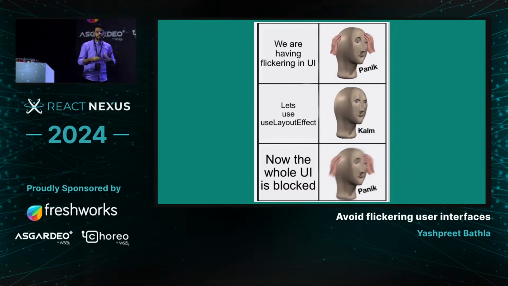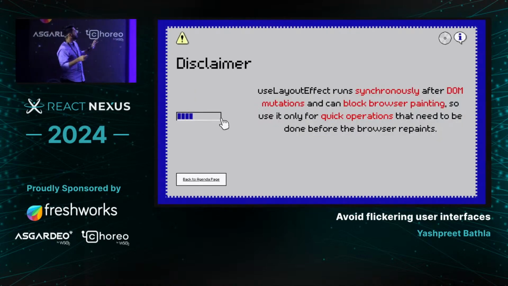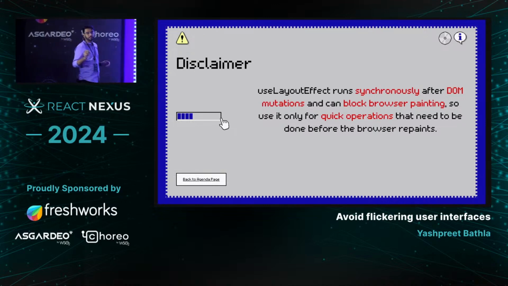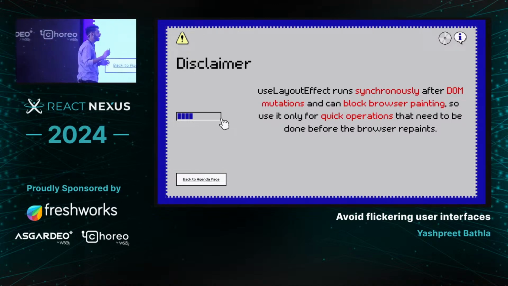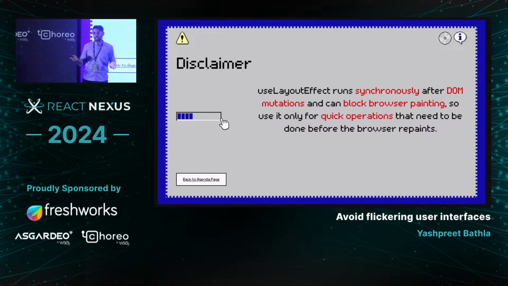So if you have a very big operation in the useLayoutEffect, it will block the whole UI, and we don't want that. So it's a very big disclaimer. Whenever you use a useLayoutEffect, remember it runs synchronously after DOM mutations and can block the browser painting. The browser will not paint, it will be a blank screen. So use it only for quick operations that need to be done before the browser repaints.